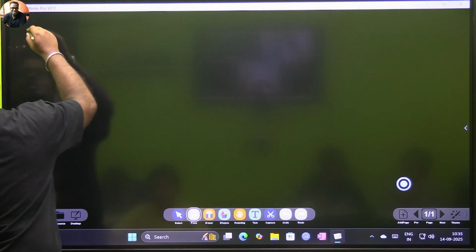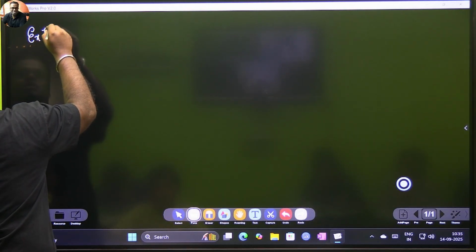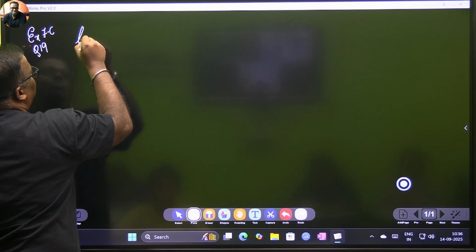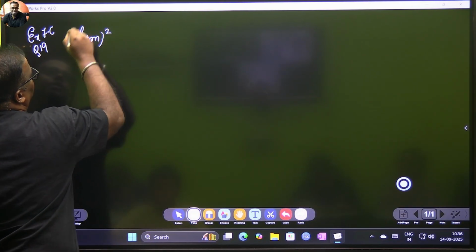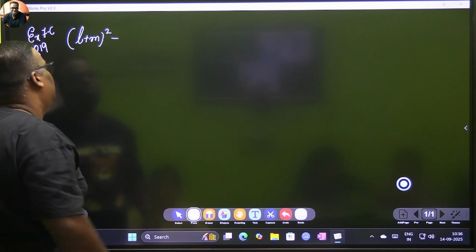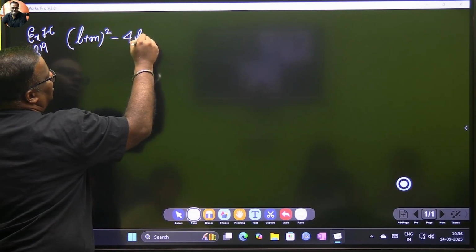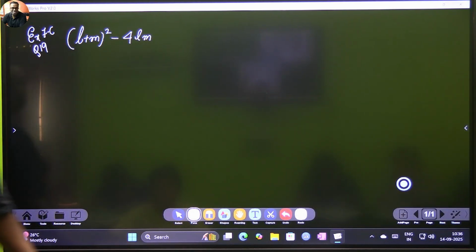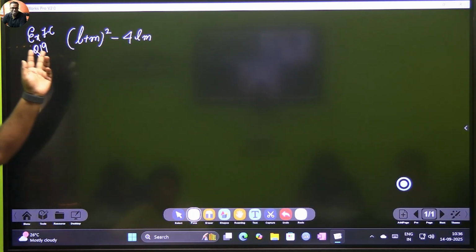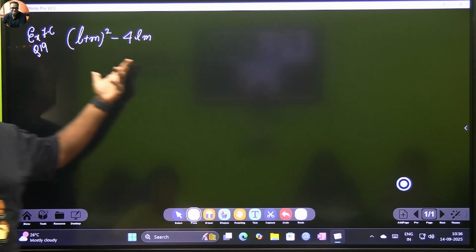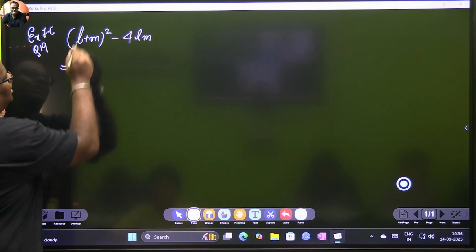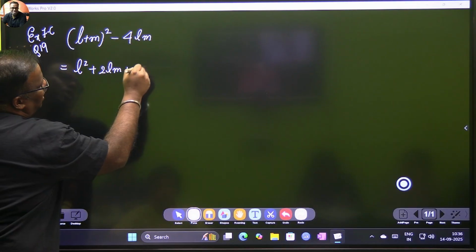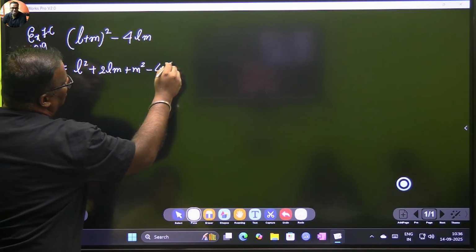Yes, tell me. Exercise 7C, question number 19. Tell me. l plus m whole square minus 4lm. Then plus... that's it. Okay. Now just see. From here you will get a 2lm, and there's a minus lm. So it will be l minus m whole square. What is there to do in this? Expand it. l square plus 2lm plus m square minus 4lm.